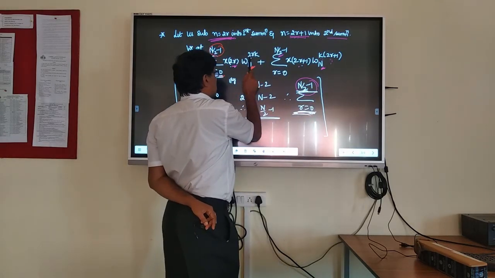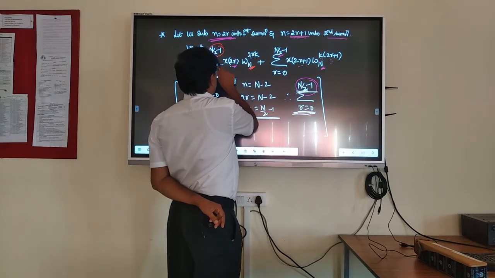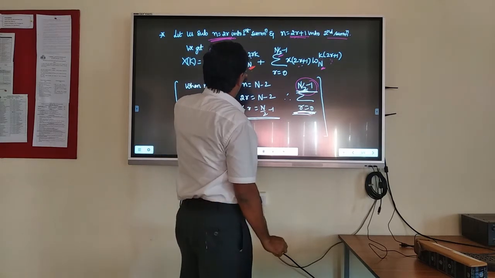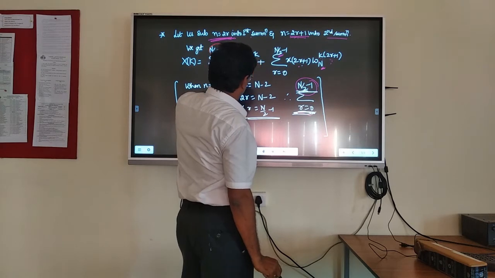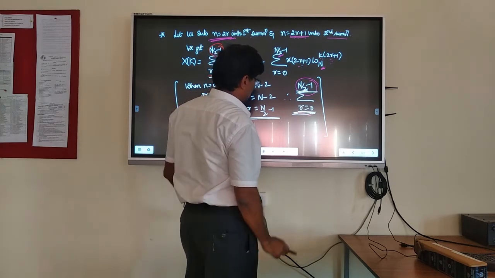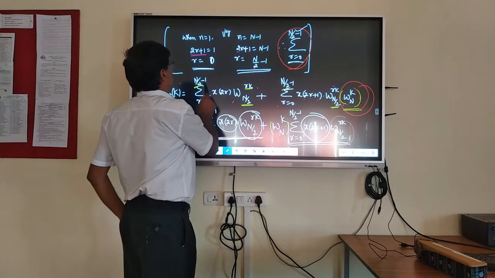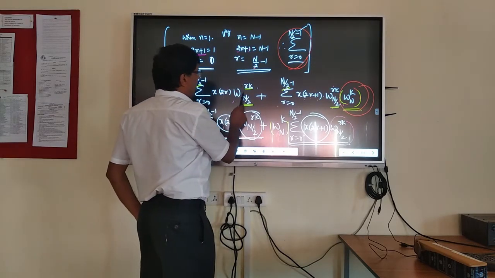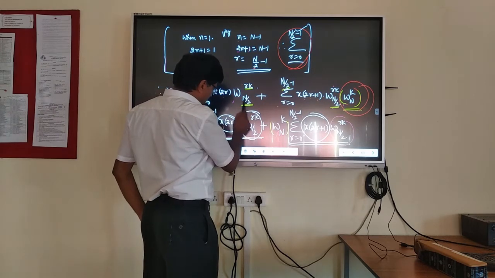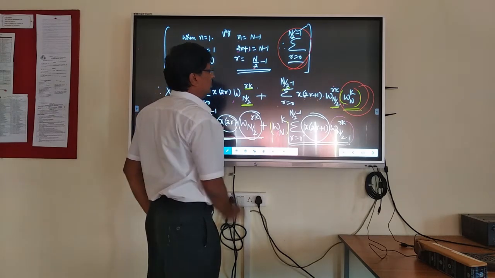Just bring this 2 down, so that this is N by 2, this is N by 2. Instead of omega N to the power 2rk, I will write omega N by 2 to the power rk. See, that is what I do. r is equal to 0 to N by 2 minus 1, x of 2r, omega, this 2 I bring it down, omega N by 2 to the power rk. Both are the same.